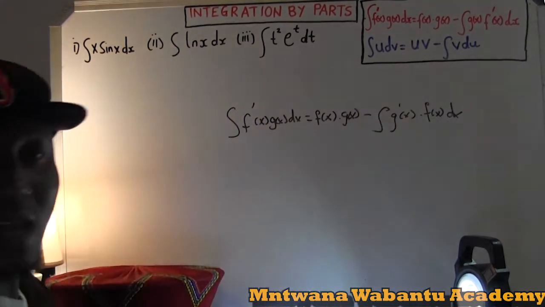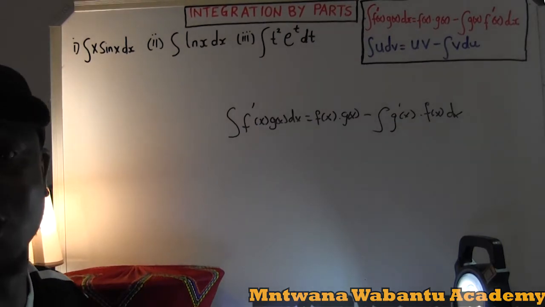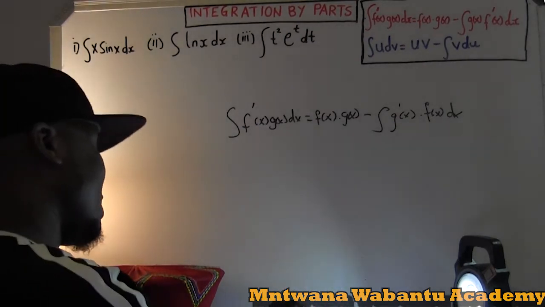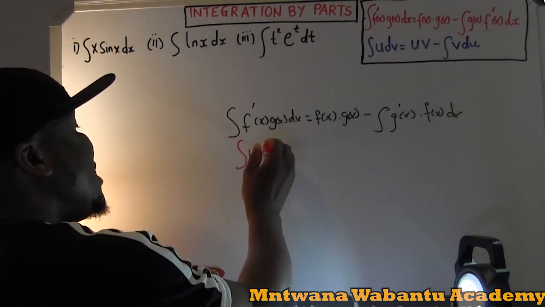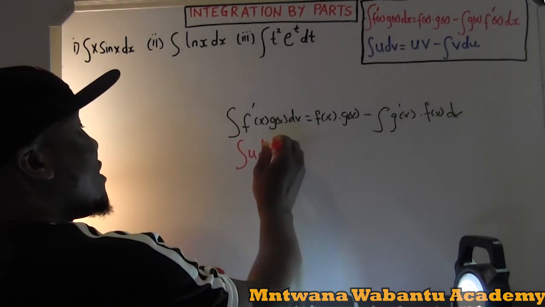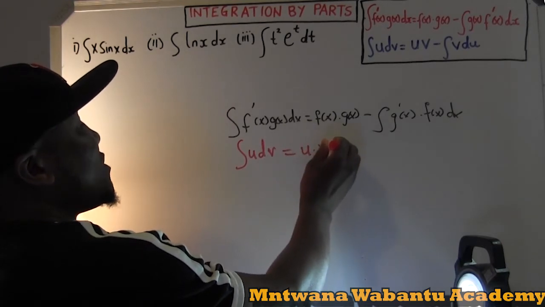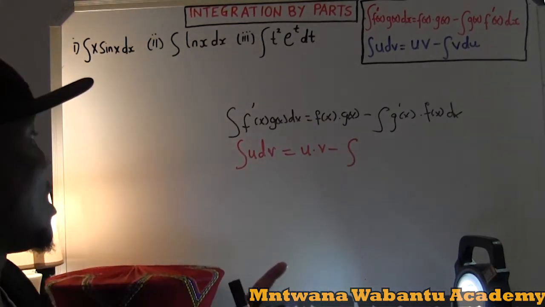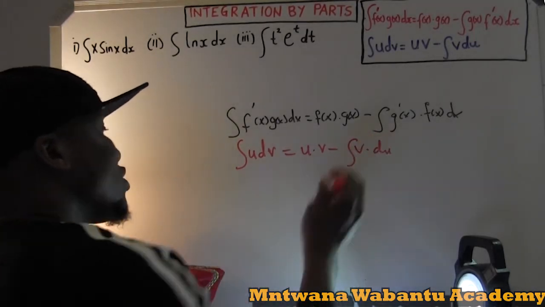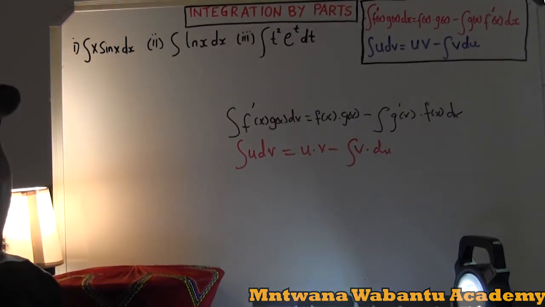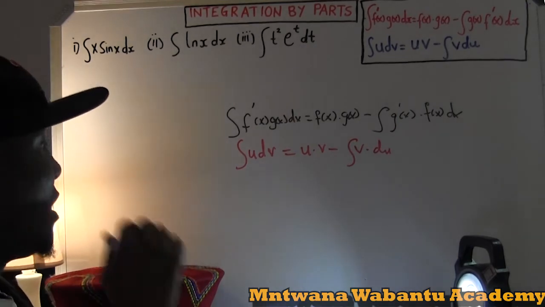Or if you don't want to use that, some of the teachers and some of the books use the second one, which is integral u dv, whichever you prefer. Then you multiply u times v, and the integral, now you switch, it's going to be v du. So memorize that one. You just memorize the formula. So now let's go to the business.